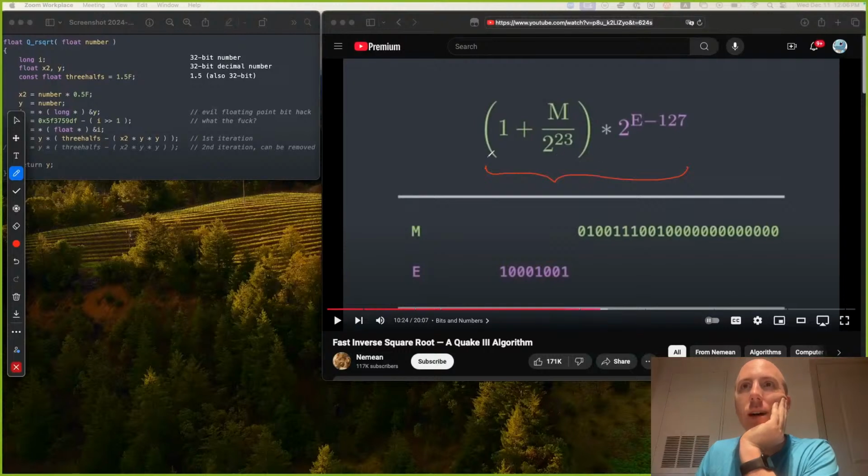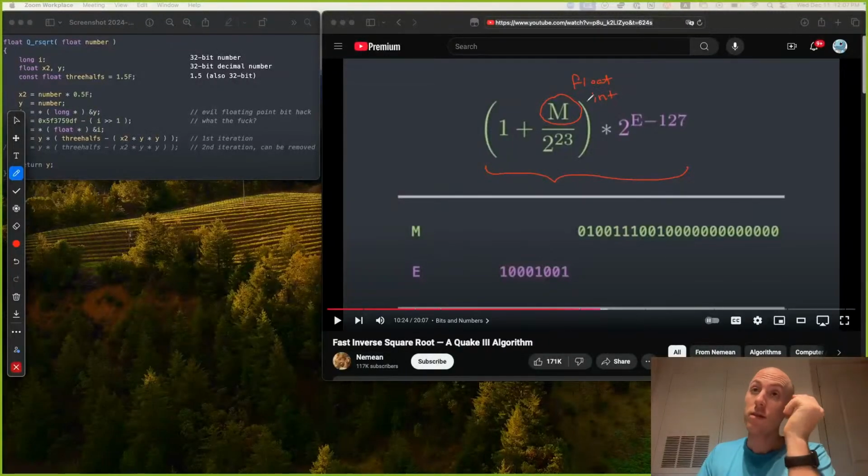the IEEE floating point number. So it's like to look at this and say, oh, m divided by 2 to the 23rd. I was trying to think in my mind, oh, is this a float? Is this an int? Is this a whatever? I think that's the wrong way to think about it.